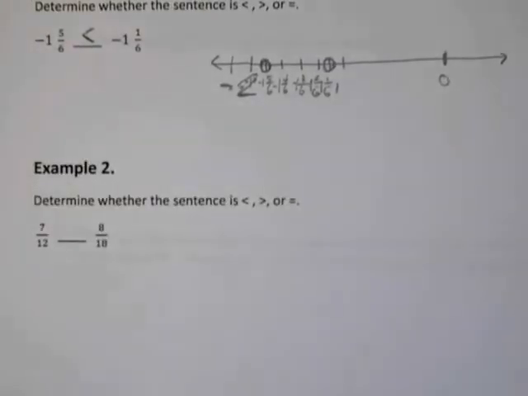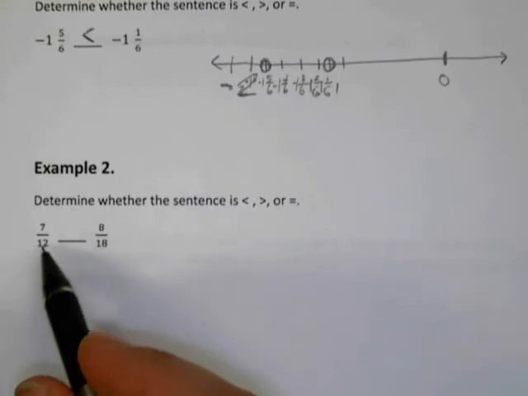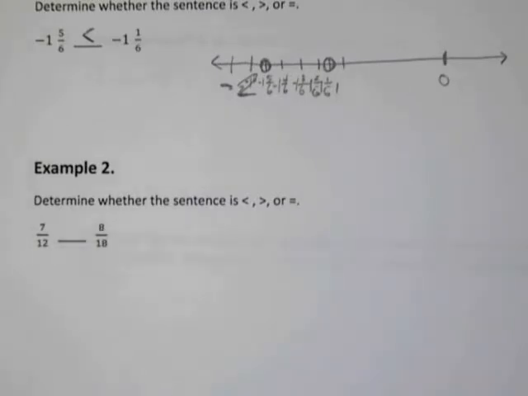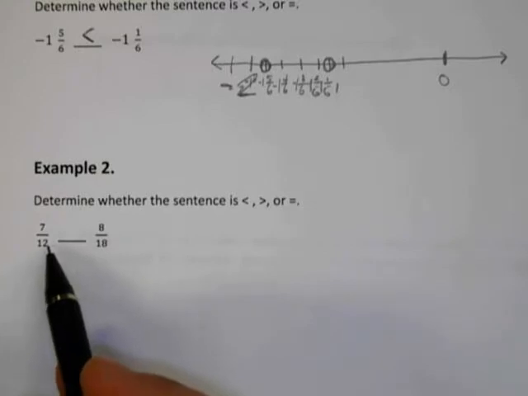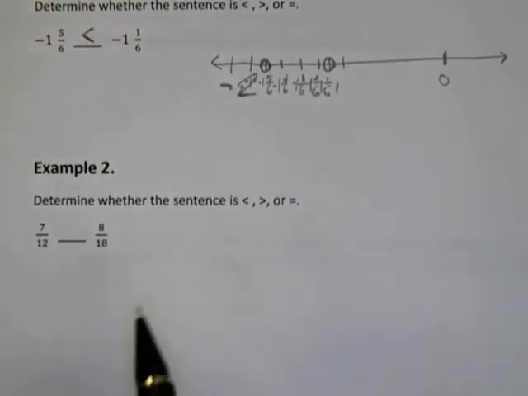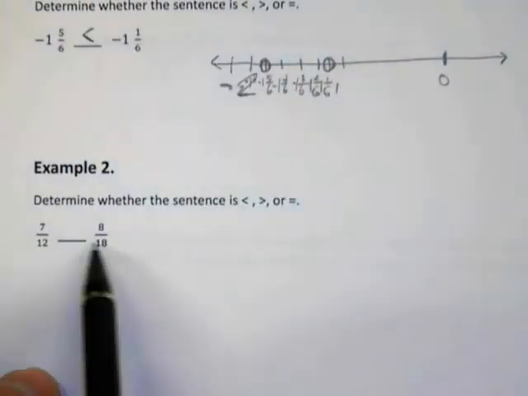Example 2 is determine whether the sentence, again, is less than, greater than, or equal to. And we have the fractions 7/12 and 8/18. What I know is we've got to find some sort of common denominator, right? We've got to find something that we can split these two numbers into equally. So to do that, we're going to find the least common denominator between the two.